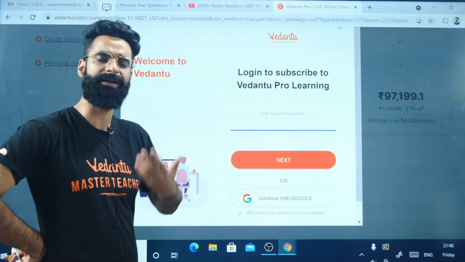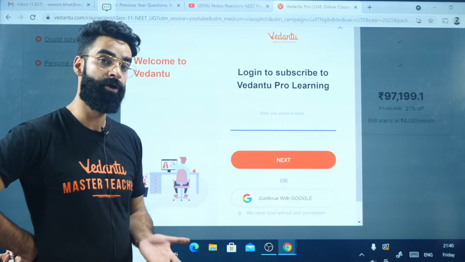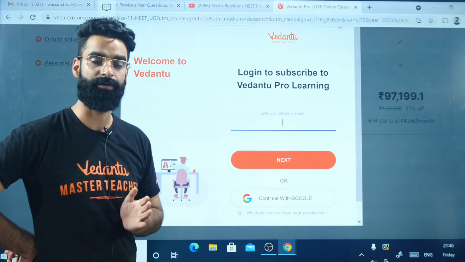So do get enrolled in it, at least for a month. You're absolutely going to fall in love with the actual Vedantu platform and with the teachers who teach on the actual Vedantu platform. Trust me on that.